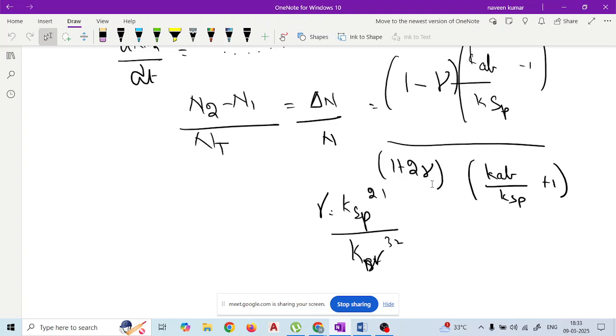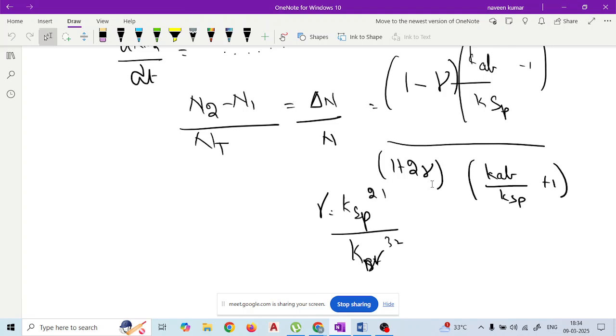1 minus gamma, 1 plus 2 gamma, the denominator. It's normally the ratio between the spontaneous rate as well as the knr. The spontaneous emission normally happens from the second energy level to the first energy level, and the knr is the non-radiative decay that happens between 3 and 2. That is the most important function of the gamma. Whether the gamma function has to be greater than 1 or less than 1, what exactly is the phenomenon that can occur.